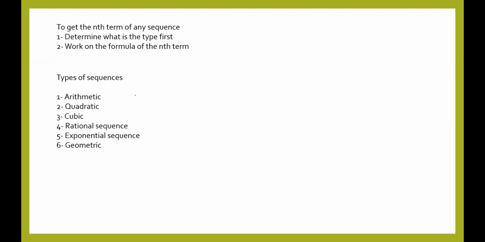The arithmetic is an plus b. The quadratic is an squared plus bn plus c. The cubic is an cubed plus bn squared plus cn plus d. What you need to know are the values of a, b, c, and d, and n is the order of the term. n can be 1, 2, 3, and so on, but n must be an integer.